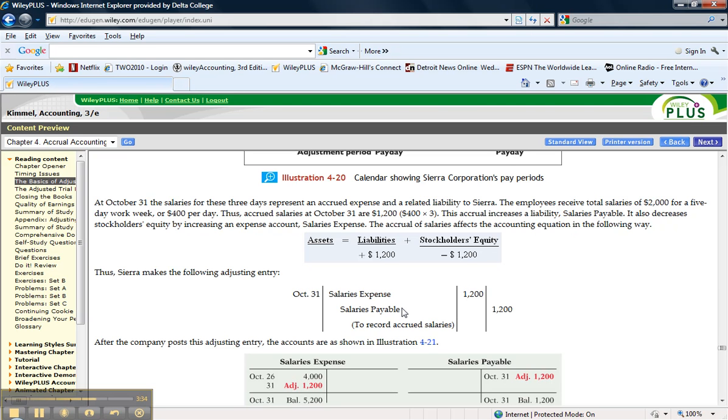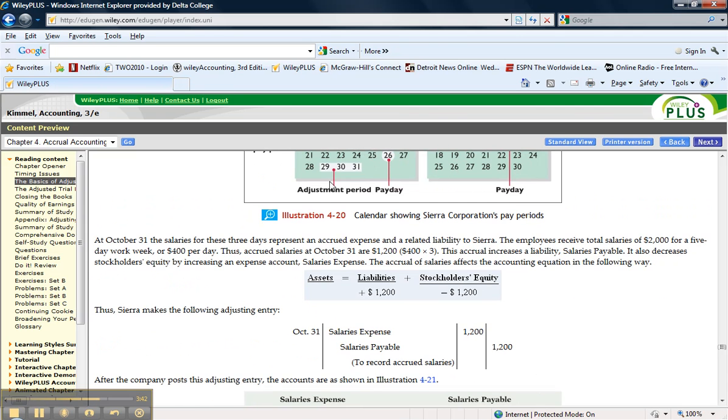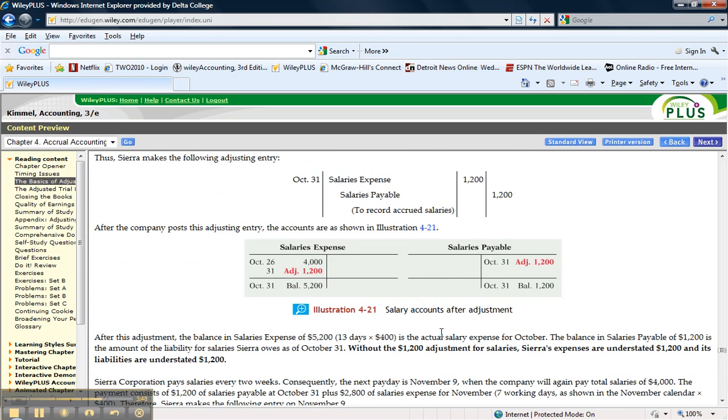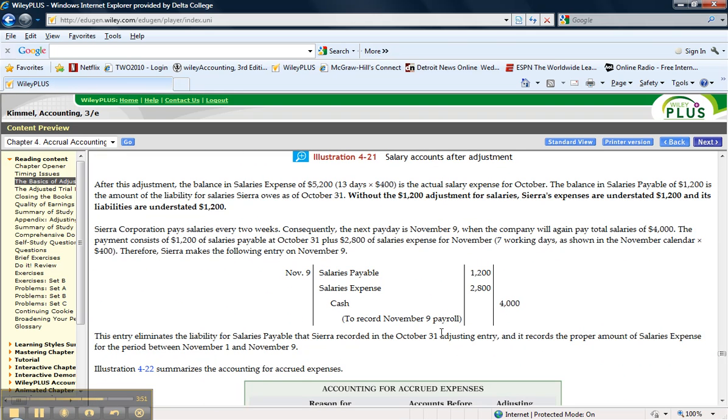The trick here might be calculating the amount of the wages. In this example, they tell you $400 a day is the amount earned. There were 3 days right here worked, so that's $1,200 in earned wages that are not payable until next month. You'll see then next month, as soon as the next payday comes, you will reduce your payable by this $1,200 because you'll be paying off that payable related to the prior month.